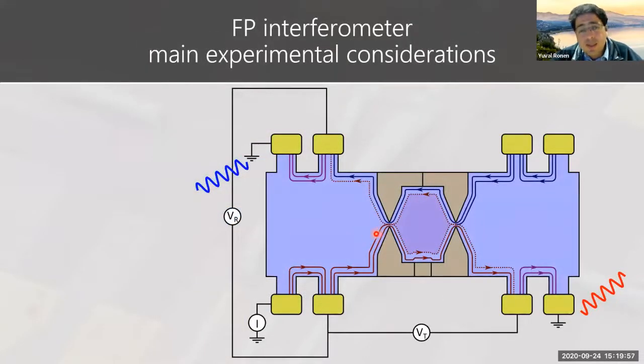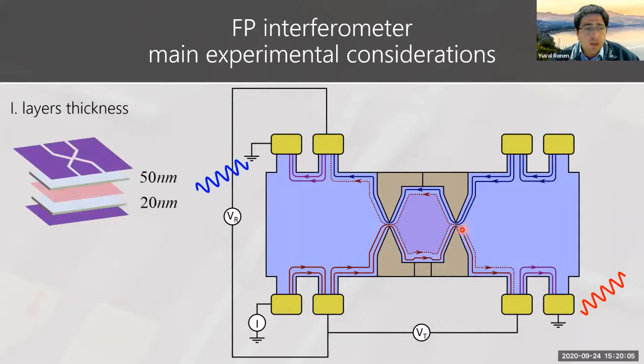Okay, so this is the scheme of the Fabry-Perot. What you can see here is a scheme of an interference of the inner edge, okay? The bottom BN we make around 20 nanometer. The upper one is around 50 nanometer. And it's actually important in terms of the fabrication that we do.